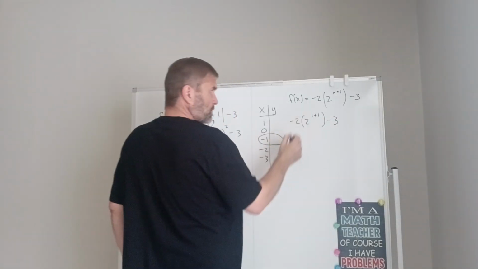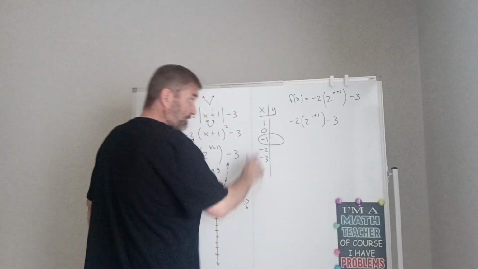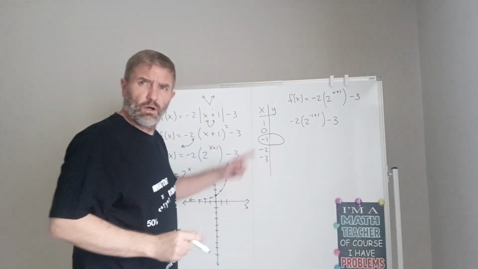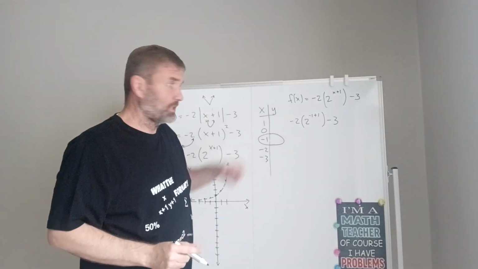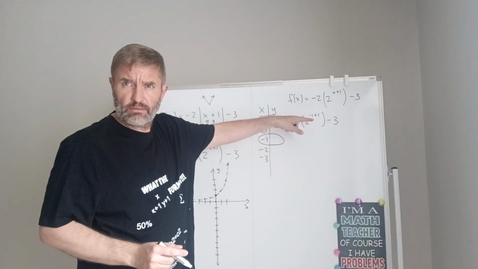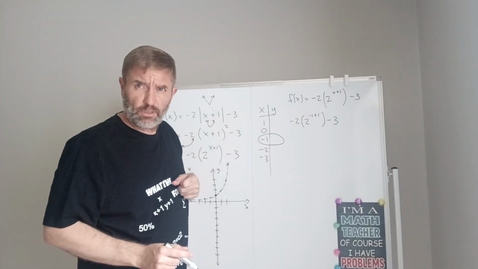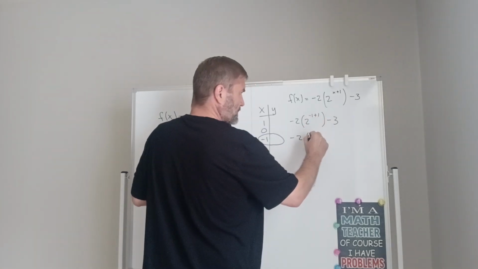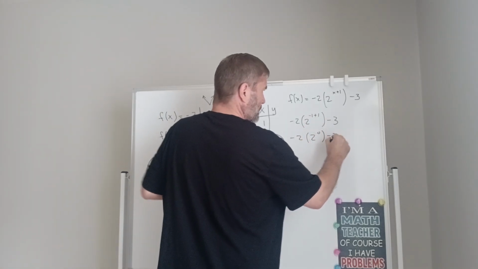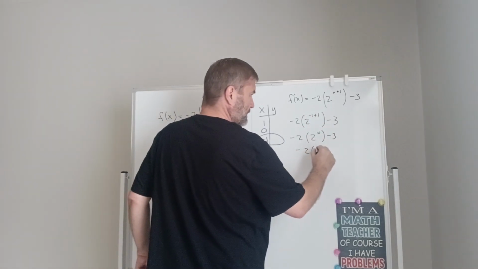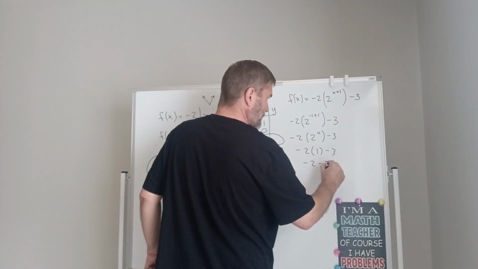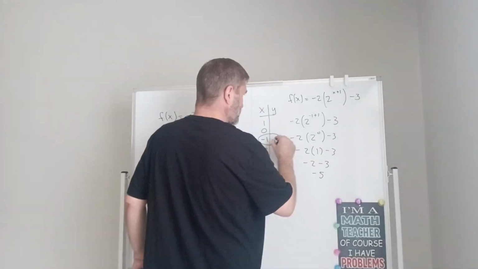What's 1 plus 1? Oh, I forgot the sign. See how I checked myself? Negative 1 plus 1. Always check that. Easy to make a mistake. See how that works? So now I have negative 2 times, negative 1 plus 1 is 0. What's 2 to the 0? Remember, anything to the 0 power is 1. So now that's negative 2 minus 3, which is negative 5.